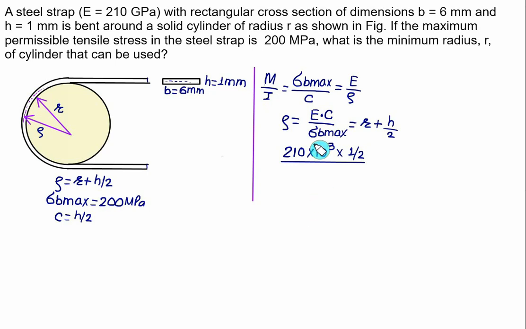Bending stress, you have to use in megapascal, is 200. So we have 200. On the right hand side, we have the value of R to be found out, plus we have h by 2. h by 2 is equal to 1 mm divided by 2. Solve this and you will get the value of R. So in this case, the radius of the cylinder is close to 525 mm.